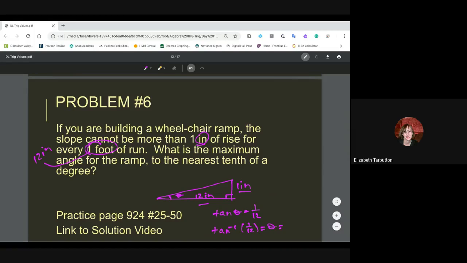And then we grab our handy dandy calculator, go ahead and clear it out. And then we want to do inverse tangent. And we want to do 1 divided by 12. And we get approximately 4.76 degrees for that wheelchair ramp.